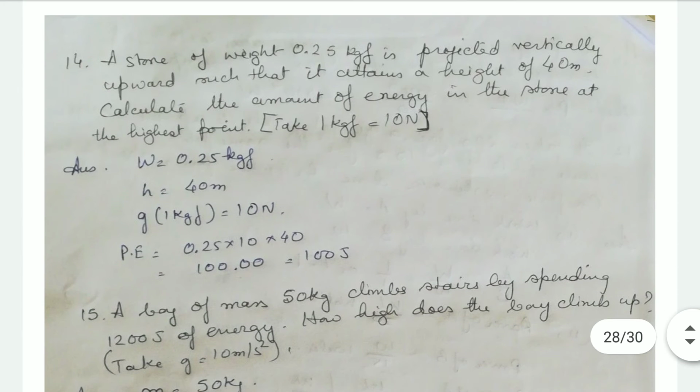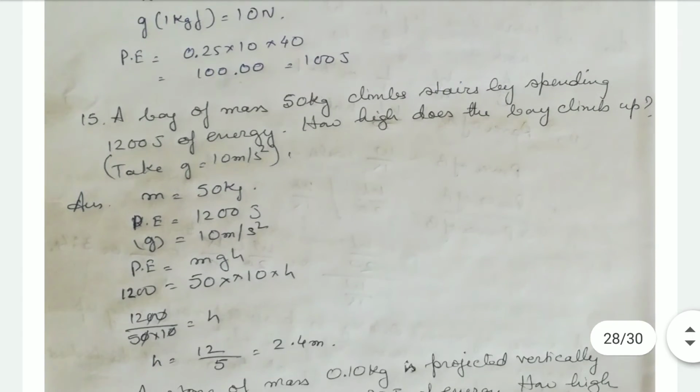Okay. Then a stone of weight 0.25 kgf is projected vertically upward such that it attains a height of 40 meters. Calculate the amount of energy in the stone at the highest point. Again, 1 kgf is equal to 10 newtons. So we put all the values inside the formula. We get potential energy is equal to 100 joule.